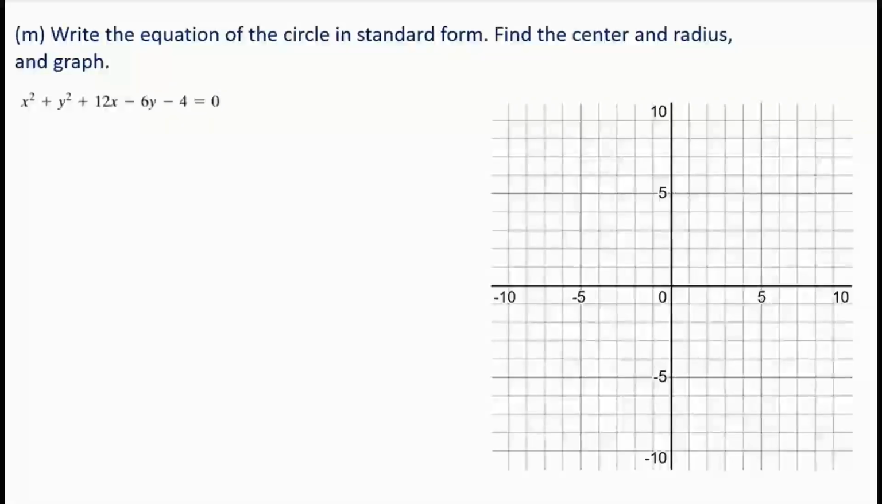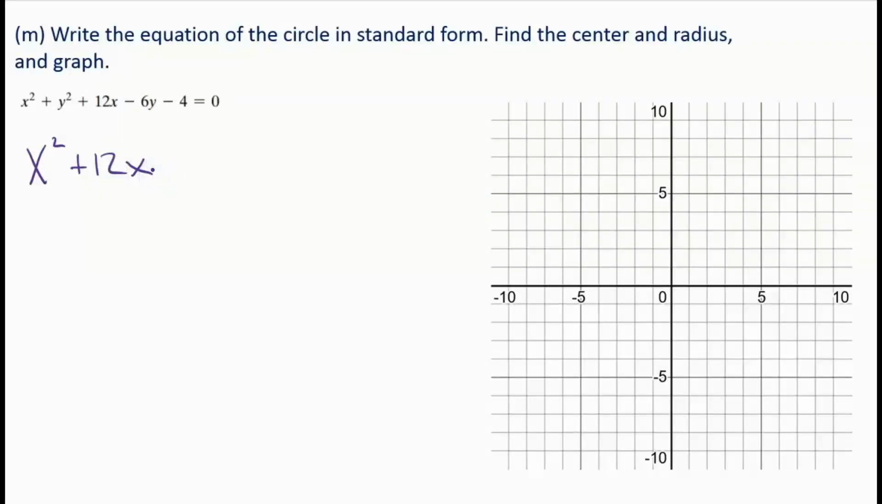This is a circle, but it's hard to tell it's a circle because of the way it's written. What gives it away that it's probably a circle is the 1x squared plus the 1y squared. Everything else, we just have to put it in general form, standard form to find out. So remember, the trick is we're going to group all our x's together. So x squared plus 12x.